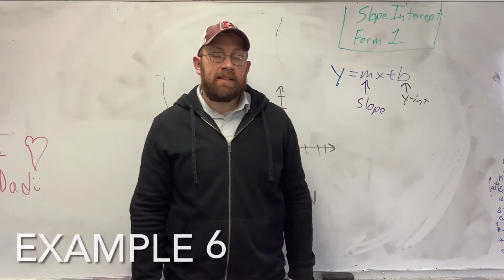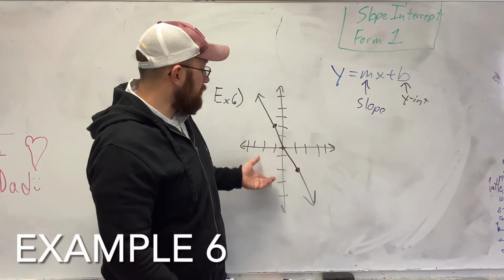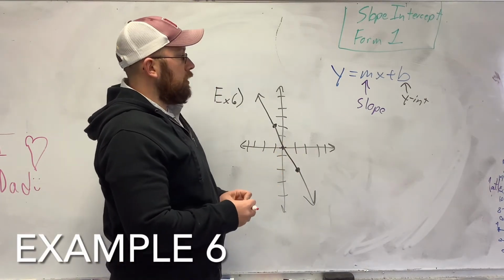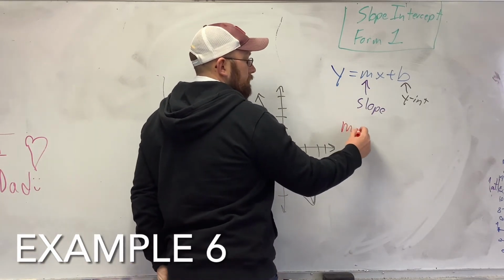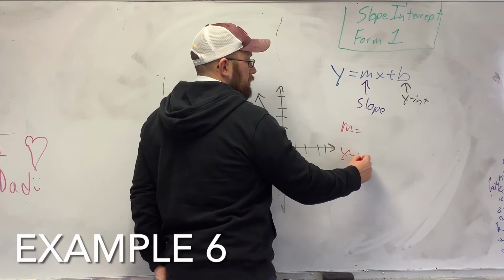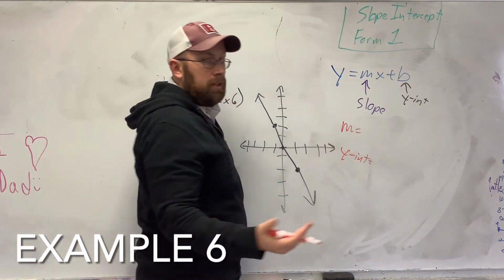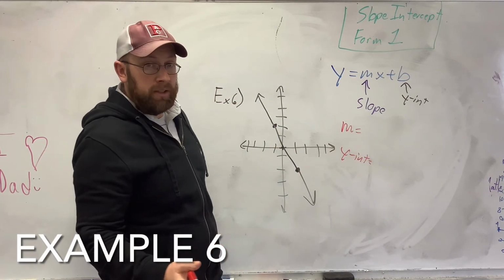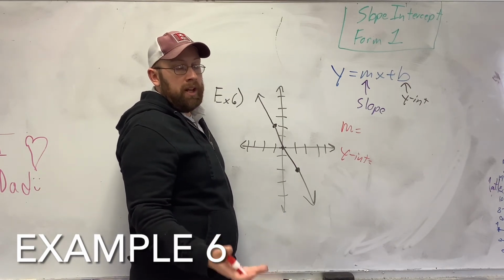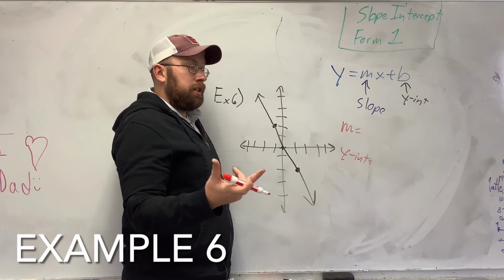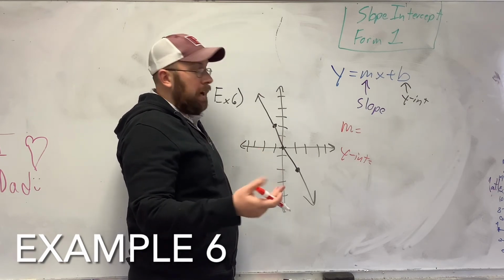All right, for our last example, we'll be getting the slope-intercept form off a graph. So I need to find the slope and the y-intercept. That's the two things I need. The y-intercept is always easier on a graph. It should always be the first thing you look for when you're trying to match an equation up with a graph. Always look at the y-intercept first.